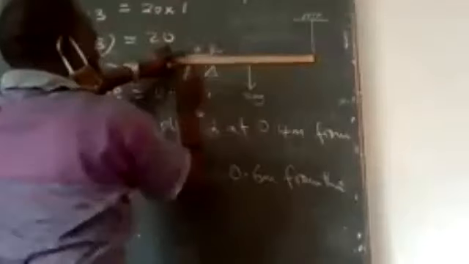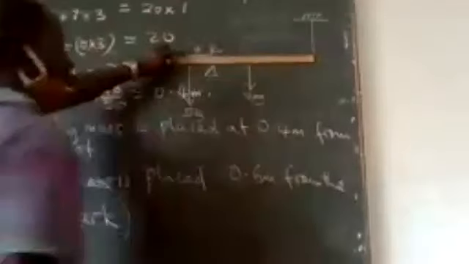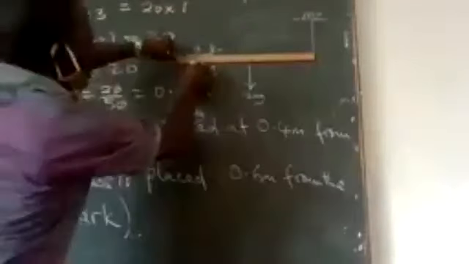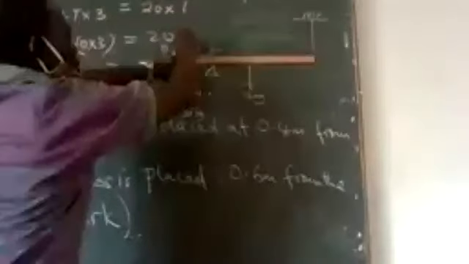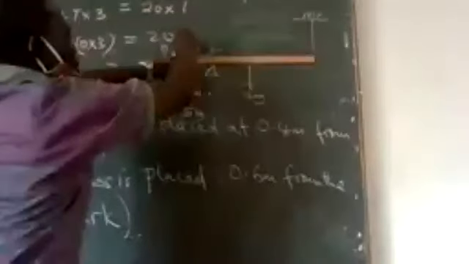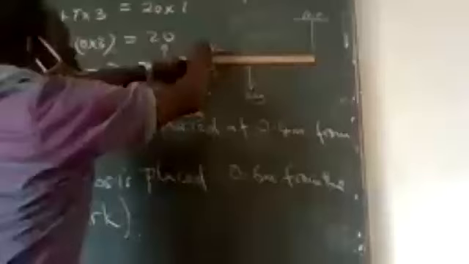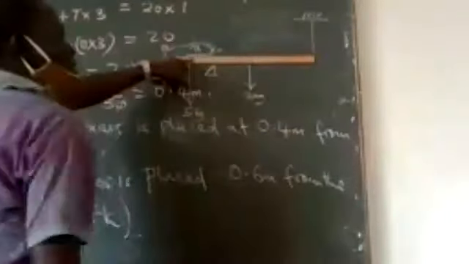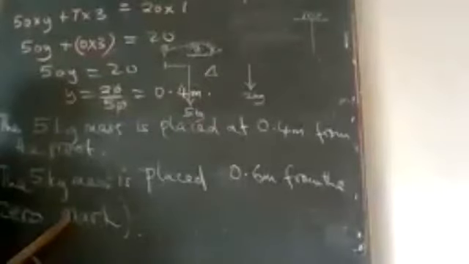Measured from where? From the mass to the pivot. What is this distance? If this is 1, and this is 0.4, what is the remaining distance? 0.6. So it is 0.6 measured from the starting point, or the 0 mark. Are we okay now?